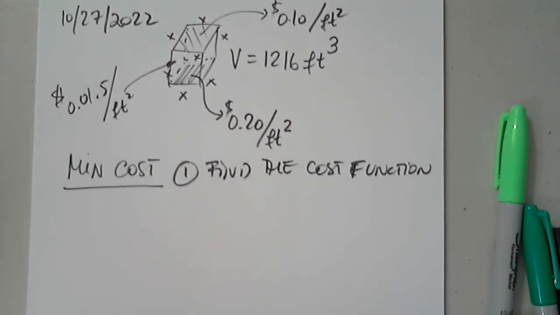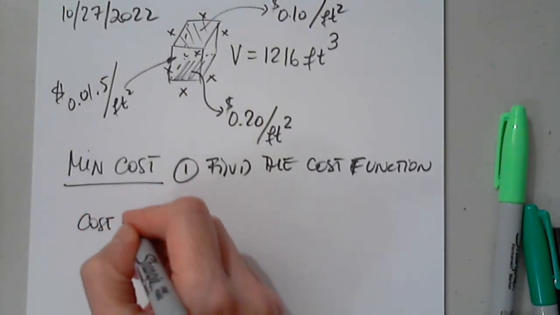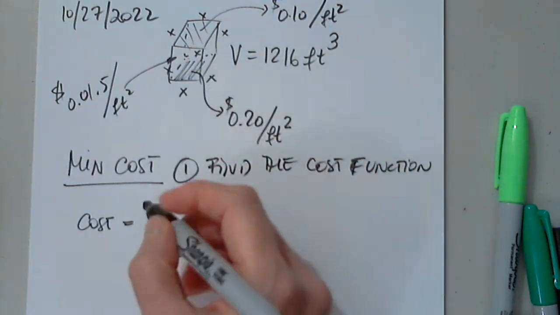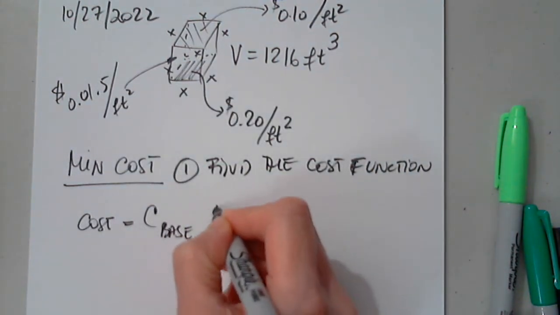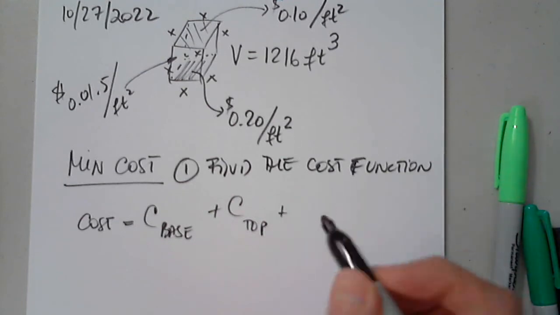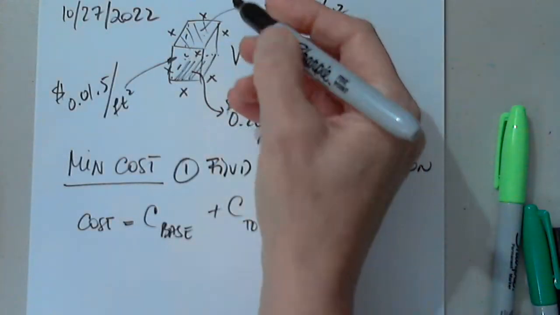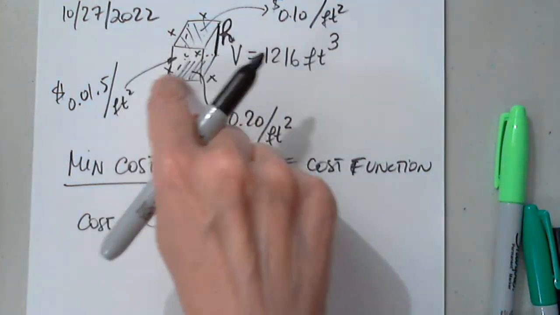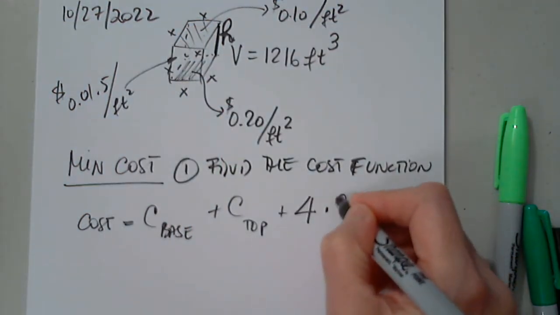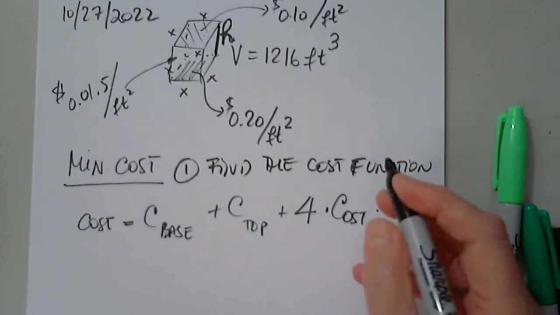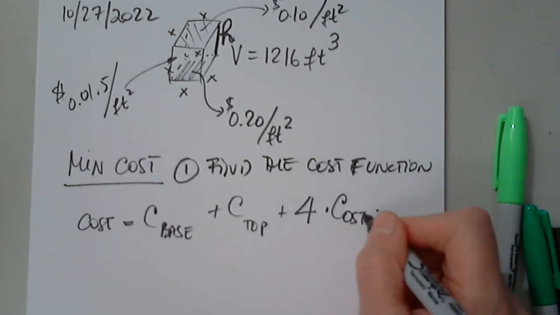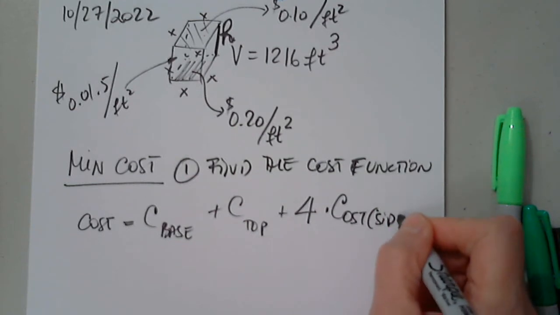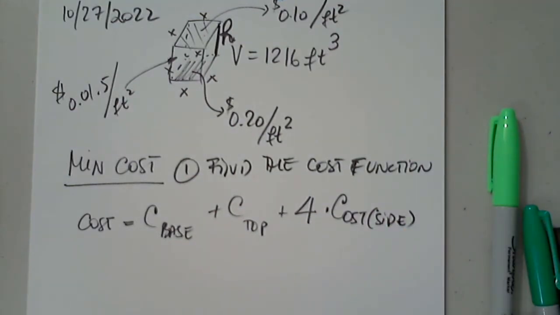Yes. So the cost function will be the cost for the base, plus cost for the top, plus 1, 2, 3, 4, because the height is the same. But there are 4 sides. 4 times the cost of the side. Good.